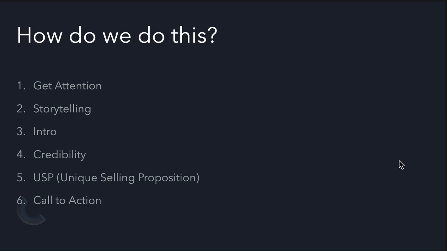We have to do something to get attention. We need to include storytelling. We need to give an introduction. We need to establish credibility. We need to have a USP, that's a unique selling proposition. And we'll talk more about this, but basically the USP is, what does this website or brand or person have that other similar brands, businesses, people don't? So if you're a photographer, what makes you uniquely different than other photographers? And then we should have some type of call to action. Now we'll talk about each of these in order.